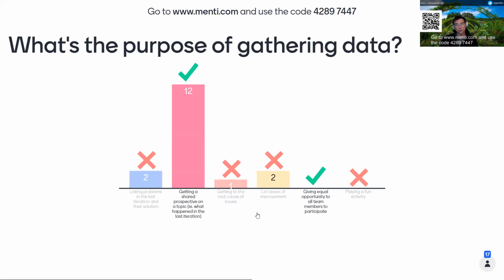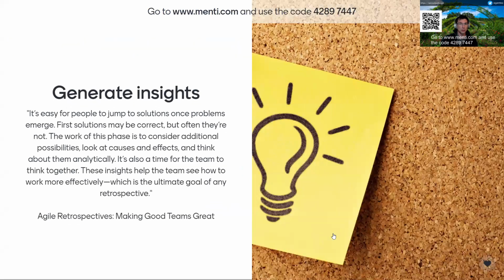And getting to the root cause is another misleading one, because sometimes maybe there isn't a root cause. Maybe it's something complex that we can only influence and we cannot fix. So taking a snapshot, taking a photo of what happened and passing around different opinions is the purpose of gathering data to then generate insights.